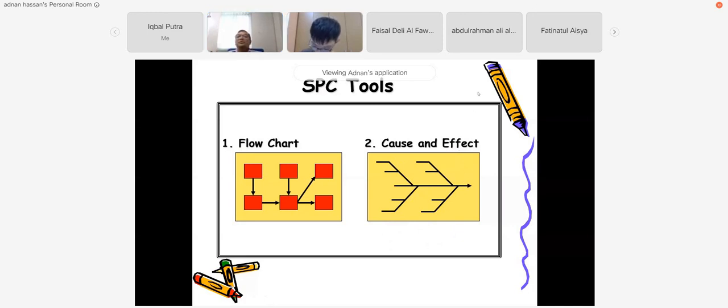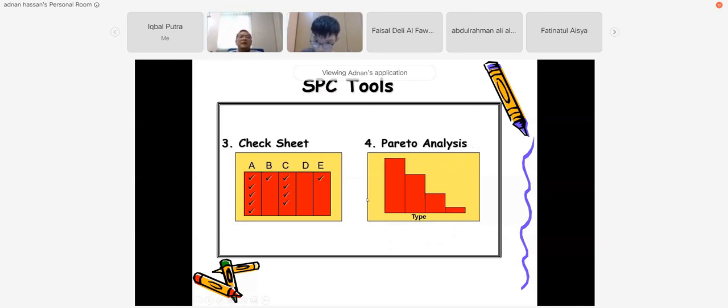We can also have another tool, the Pareto, which is a bar chart, but we order it in descending order. The highest will be on the left, second highest on the second, and so on. This is like a frequency chart, bar chart, Pareto analysis.